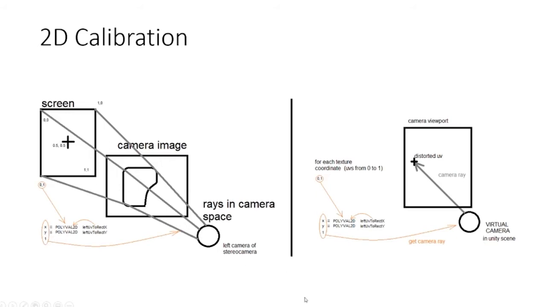So basically, you have a virtual camera in the Unity scene. You know what image you want to show to the user, and you know what kind of distortion needs to be applied. And once you do this, you can actually show the user what they should really see. So apply the proper distortion to the image so everything looks correct.